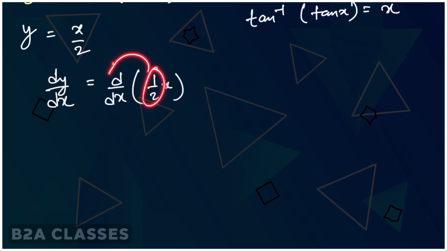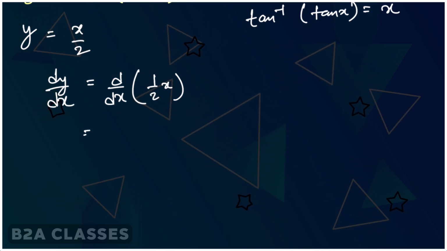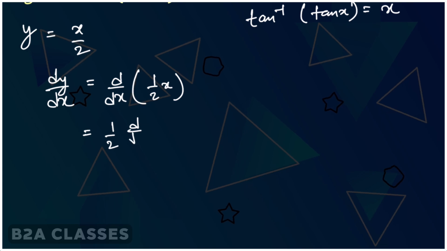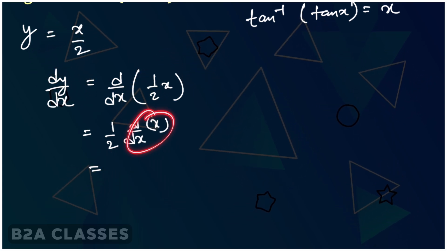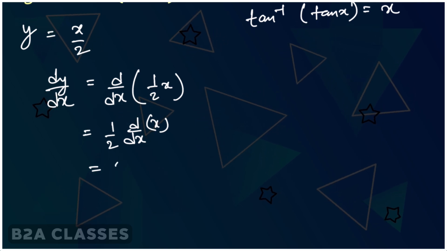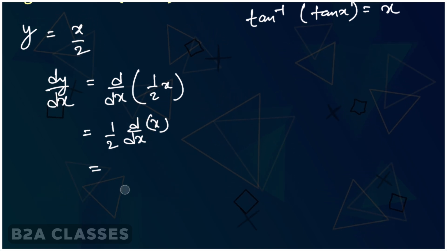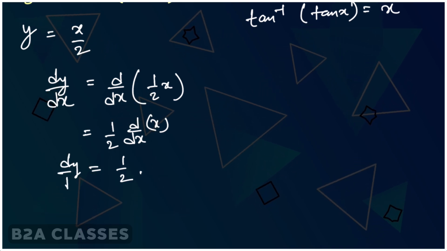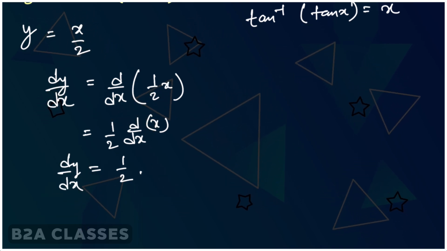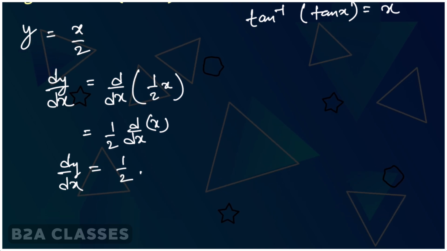And 1 by 2 is a constant, so it will come outside. So 1 by 2 into derivative of x, and the derivative of x is 1. So 1 into 1 by 2 is 1 by 2. This is dy by dx. So this is how you find dy by dx for the given function.